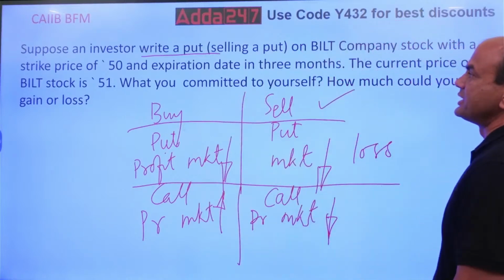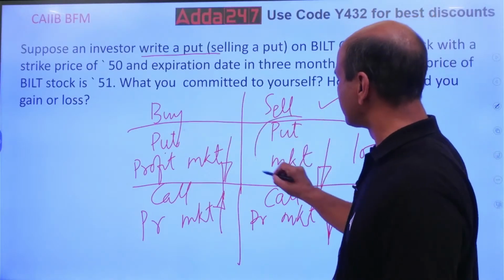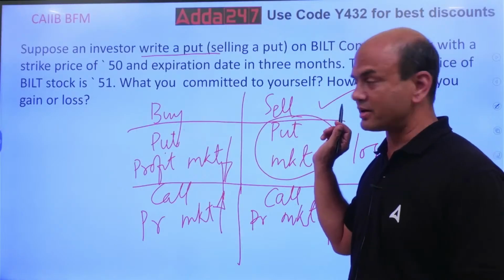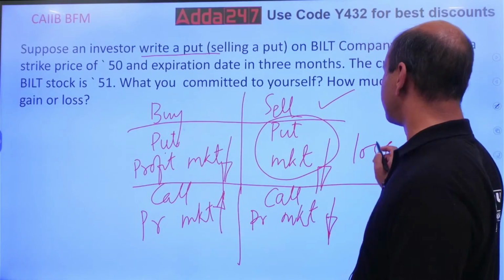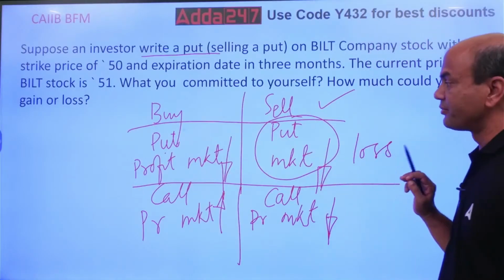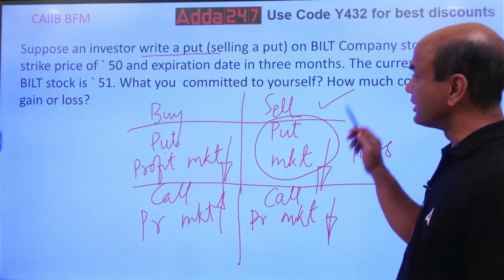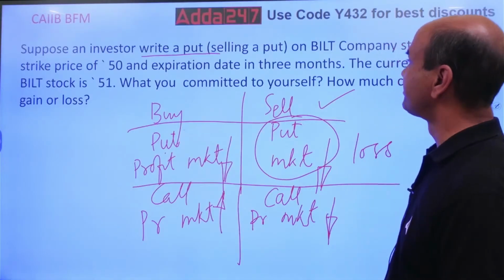Suppose an investor writes a put. We are in this case: writes the put. If the market is down, the investor will make a loss. In this case we are. And if the market is up, the seller will always make the profit. This case we are.